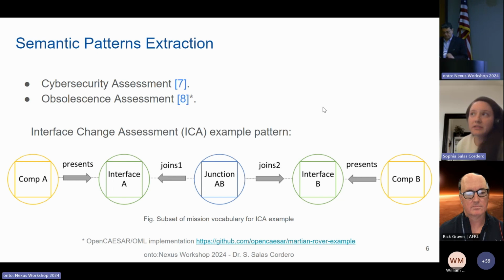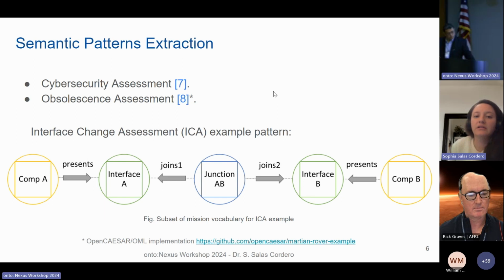So the semantic patterns to be extracted from the system model and to be analyzed will depend on what sort of assessment needs to be done. So kind of going back to what Dave said, it is which questions need to be answered. There are many references for different sorts of assessments. There are two examples that I put in the slides for service security and obsolescence assessment. And for the sake of this presentation, I put a short example of an interface change assessment.